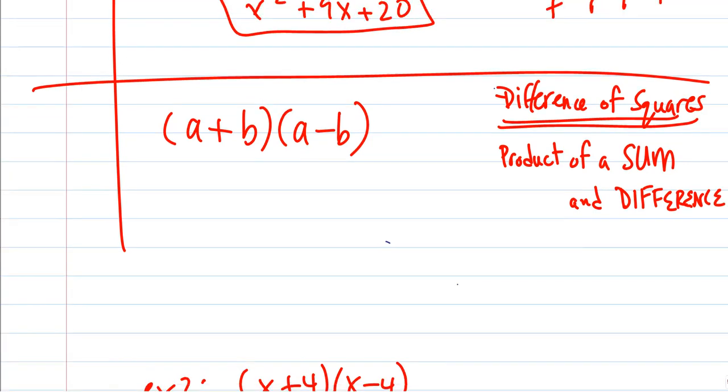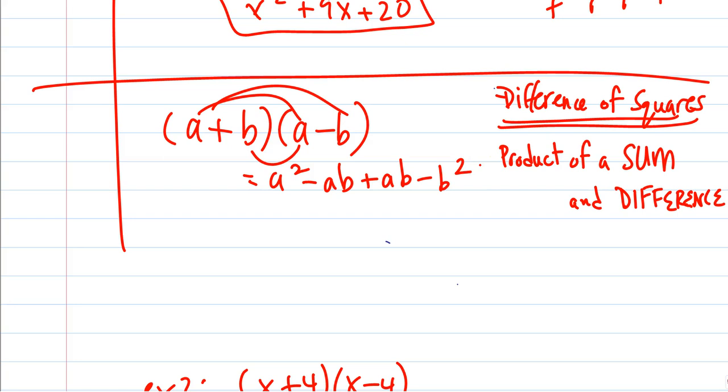Okay, here's one of our first special types. It's called the difference of squares, or I've heard it called the product of a sum and difference. I have the sum and difference of the same thing, a plus b and a minus b. What does this become? Well, let's check. A times a, a times negative b, b times a, and b times b.